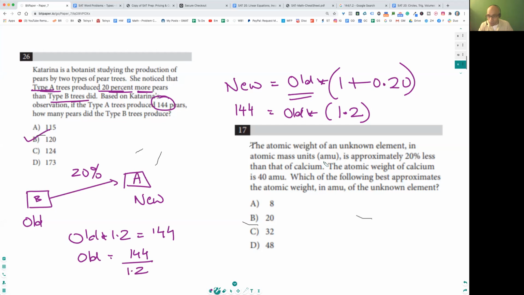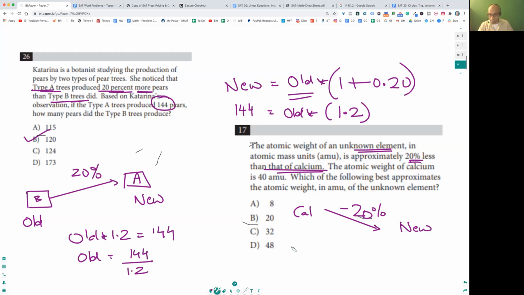Now, this one the same way. Remember what it's given over here. An unknown element is 20% less than that of calcium. Remember, it's like the new price is 20% less than that of the old. So you're going to have calcium here. I always like to draw these arrows here, negative 20%, and then you're going to have the new element over here, the unknown.